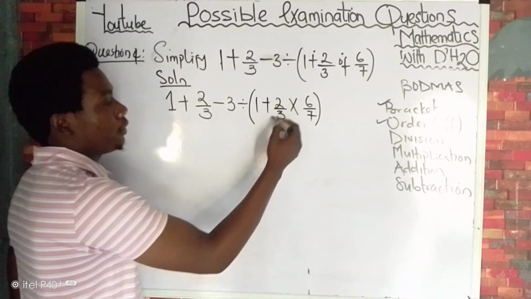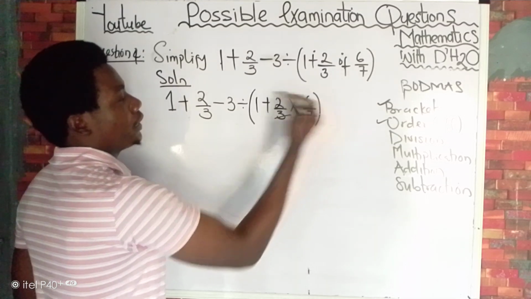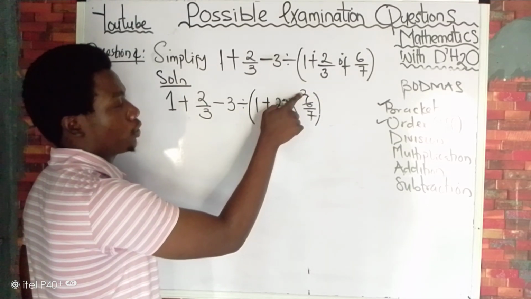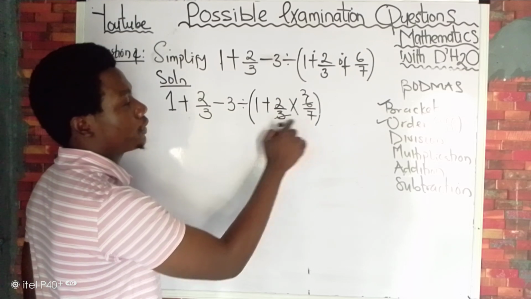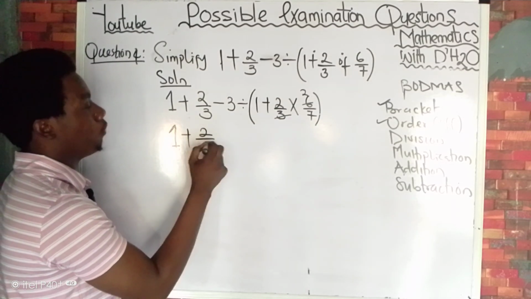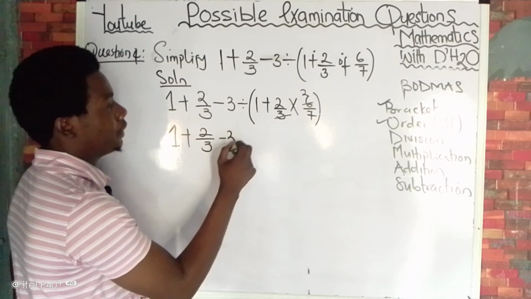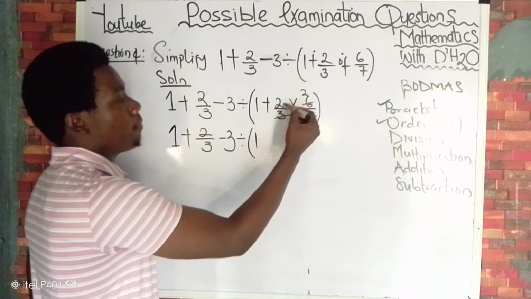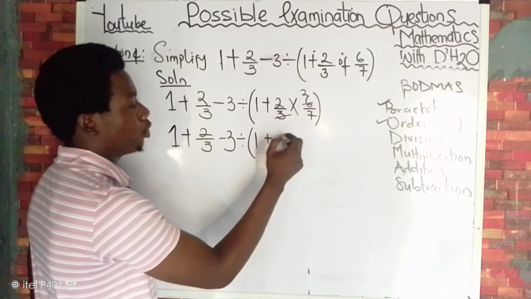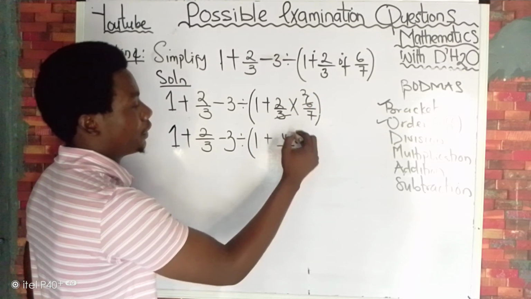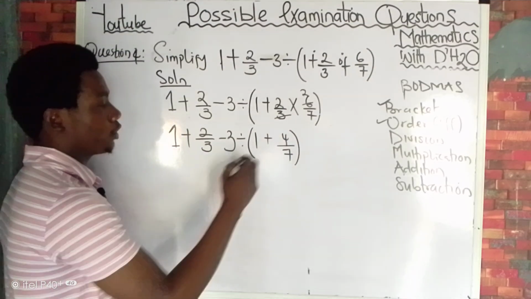So what do we do? Now, 3 can go into 6 and that will give us 2. So we are left with 2 times 2 to give us 4. And here we have only 7. So we have 1 plus 2 over 3 minus 3 divided by 1. Remember, we have combined these to give us plus 4 over here. You have what? 7. So this is over 1.